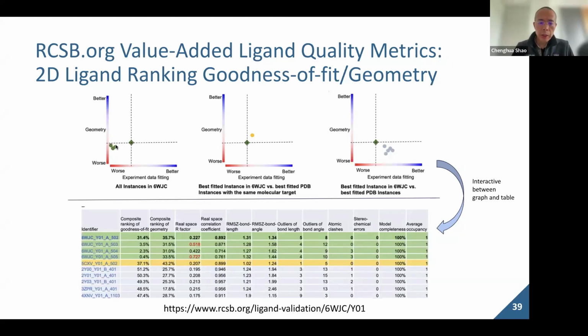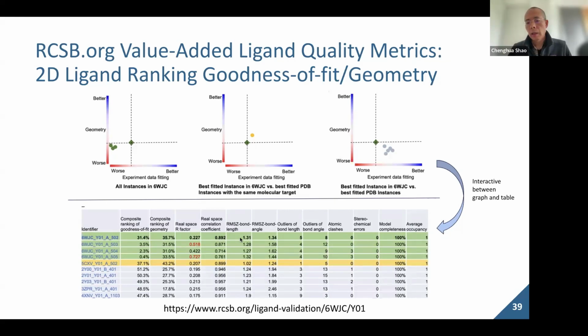The interactive table below, which corresponds to the graph, shows you all the details of the quality of the ligand, where you can see things like real space R factor, RCC, RMSD, bond length, etc.